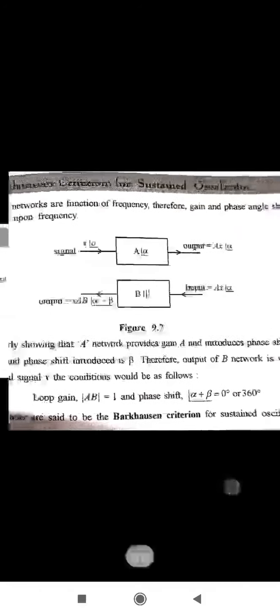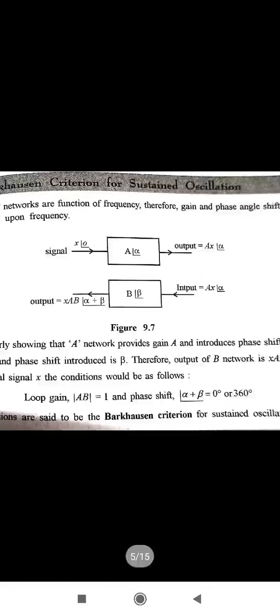So it follows the Barkhausen criteria for sustained oscillations, in which the signal is provided at the input, then the output, and the output again is given to the input via some feedback element. In this requirement, basically two conditions are followed. Total loop gain A times beta is nearly equal to 1, and the total phase shift around the closed loop, that is alpha plus beta, equals 0 degrees or 360 degrees. This is the Barkhausen criteria for sustained oscillation.